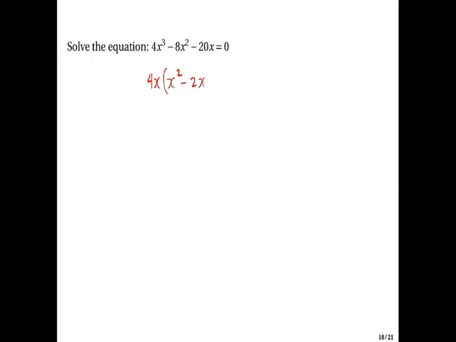And in here, we factor out 4, we factor out x. What remains here? It's minus 5. And then this is equal to 0.